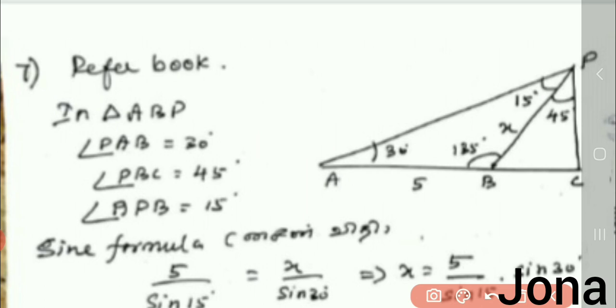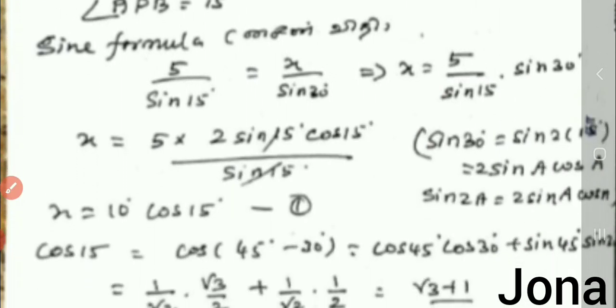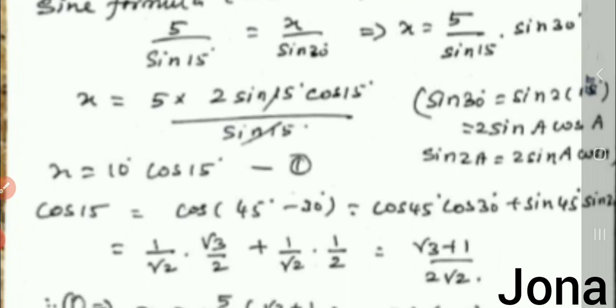Here I can say sine A by a. So sine A is 30 here: sine 30 by x equals sine 15 by 5. So what are the things given? We can take this as the sine formula, so that we have 5 by sine 15 equals x by sine 30. Cross multiply so that we have x equals 5 sine 30 divided by sine 15.